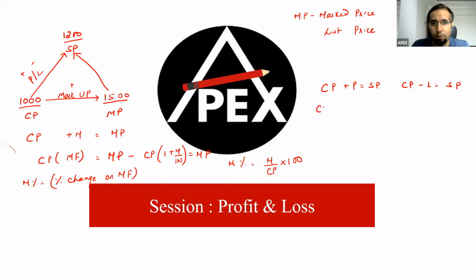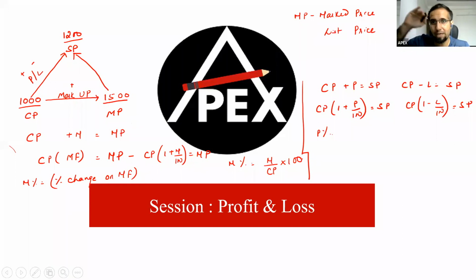Clear? If you have profit percentage given, this is CP into 1 plus P percentage is equal to SP. If loss is given, then this is CP into 1 minus L percentage is equal to SP, but I will not follow this formula. And if you want profit percentage, look at the arrow, it's cost price to selling price, right? So the base value is cost price always, profit by CP into 100. From where the arrow is moving up, that becomes your base value. So loss percentage is equal to loss by CP into 100.